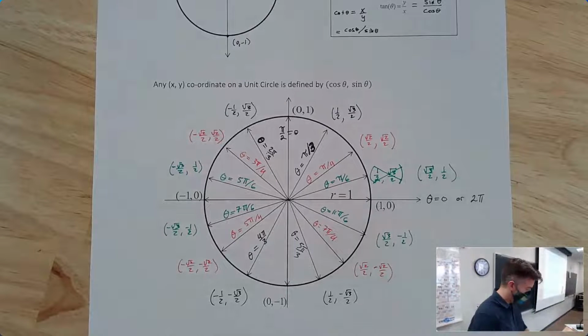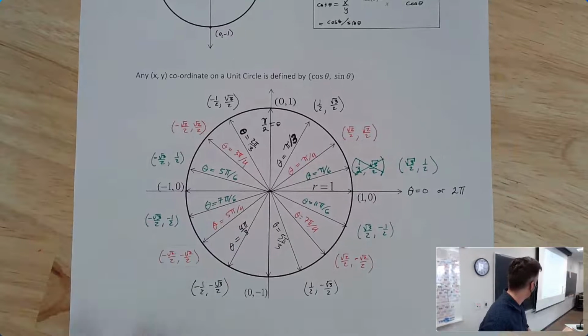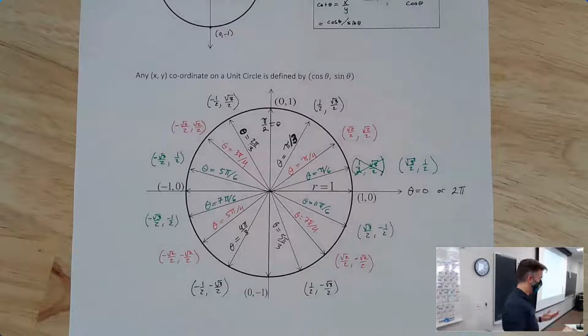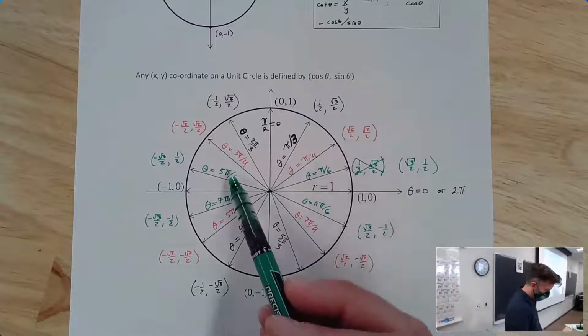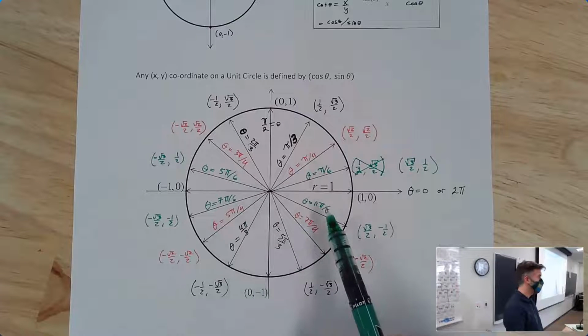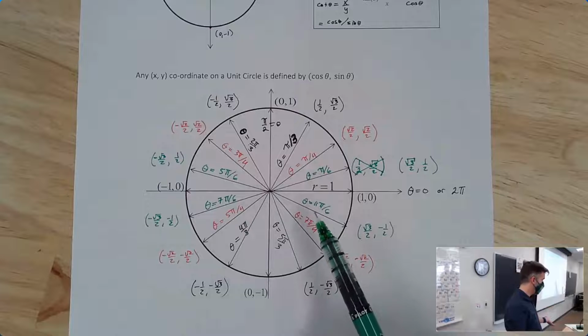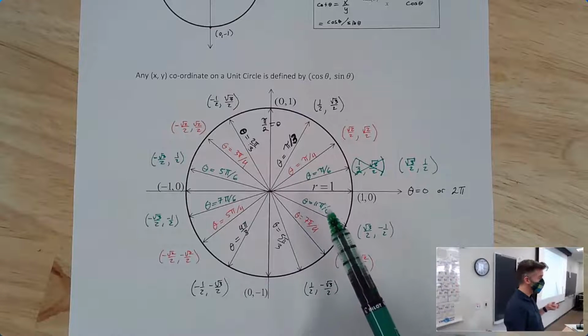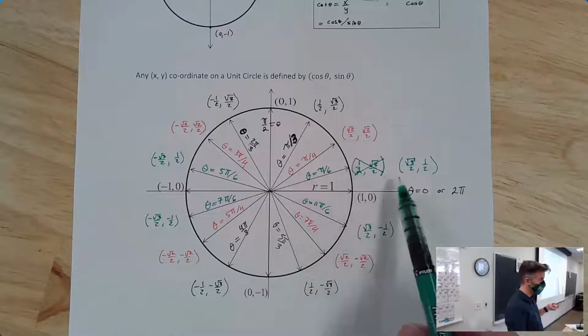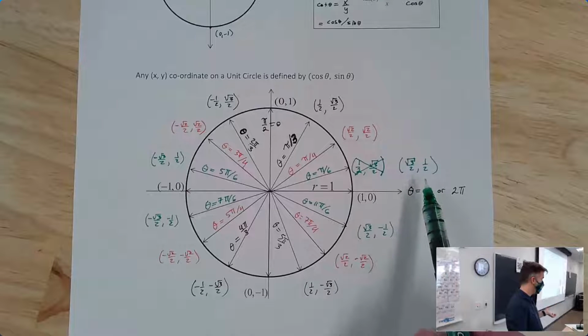So a few things to observe here. I've tried to color code things so that all of the angles with the same reference angle are the same color. So pi over 6, 5 pi over 6, 7 pi over 6, and 11 pi over 6 all have pi over 6 as a reference angle. And they all have a cosine value that's either positive or negative root 3 over 2, and a sine value that's positive or negative 1/2.